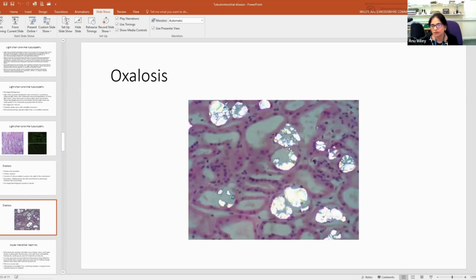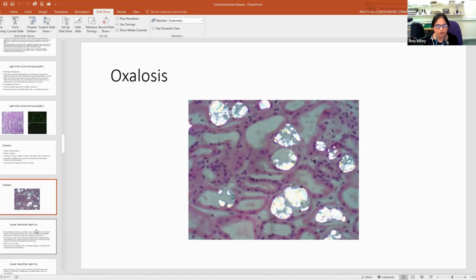And I'm sure all of you must have seen them, because in anybody who has chronic renal failure, you can see a few oxalate crystals here and there deposited within the tubules. They're not enough to make a diagnosis of secondary oxalosis, but anybody who has CRF can have a few oxalate crystals here and there.